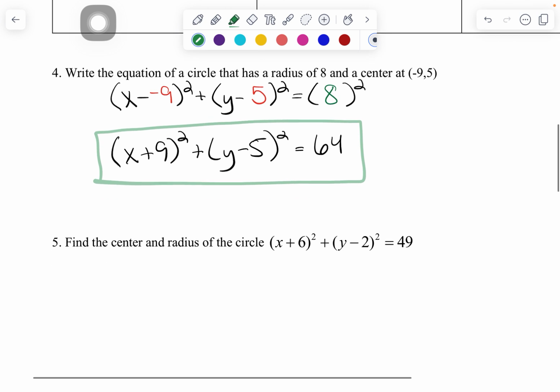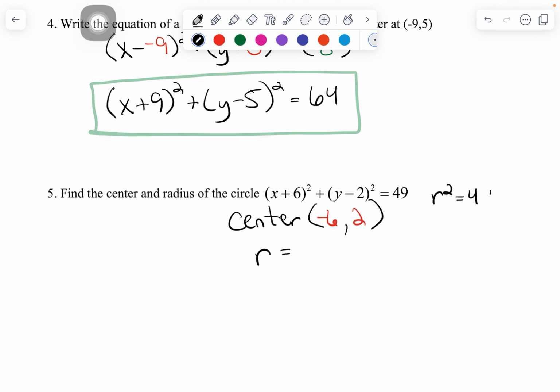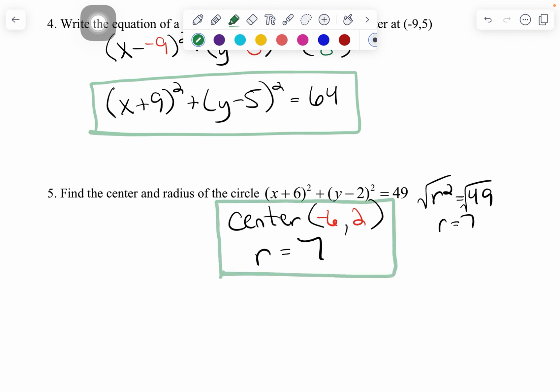And then for problem number 5, we're going to reverse it. I'm giving you the equation. I want you to tell me the center. So that's going to be -6 and +2. And I'd like to know the radius. So remember, this is r squared equal to 49. So if I take the square root, you're going to tell me the radius is 7 because you can't have a negative. So we've got a 7 for a radius with that center of -6, 2.